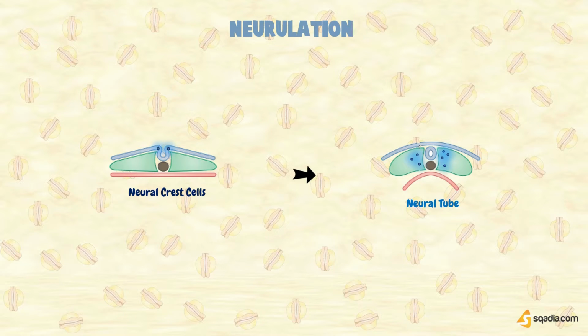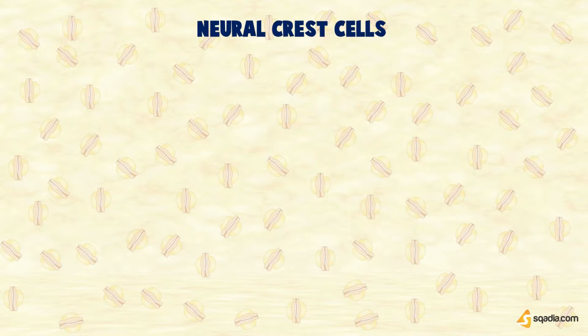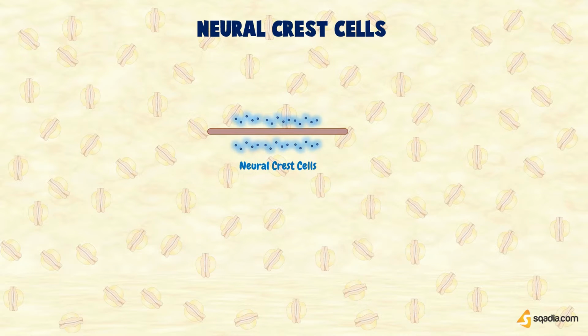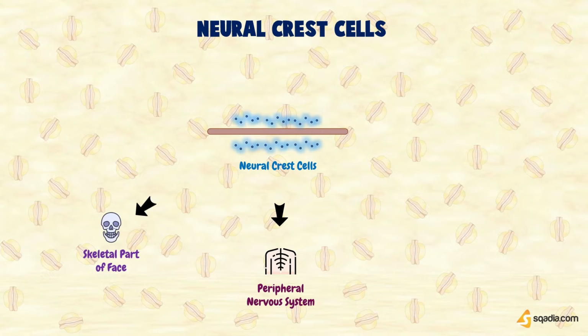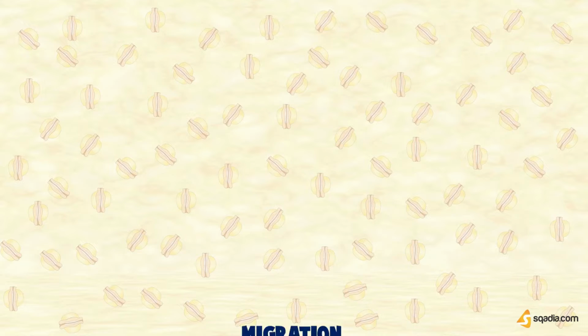Now, let's have a short overview of the role of neural crest cells. Neural crest cells become parts of a wide range of organs and structures, and differentiate to form a variety of different cell types. For example, they will form much of the peripheral nervous system, skeletal parts of the face, and pigment cells in the skin called melanocytes. Migration of these cells is well organized and an important part of the normal development of much of the embryo.